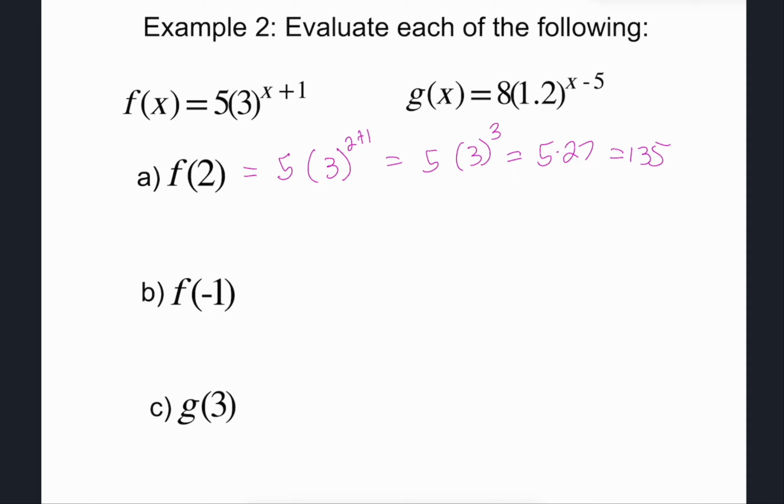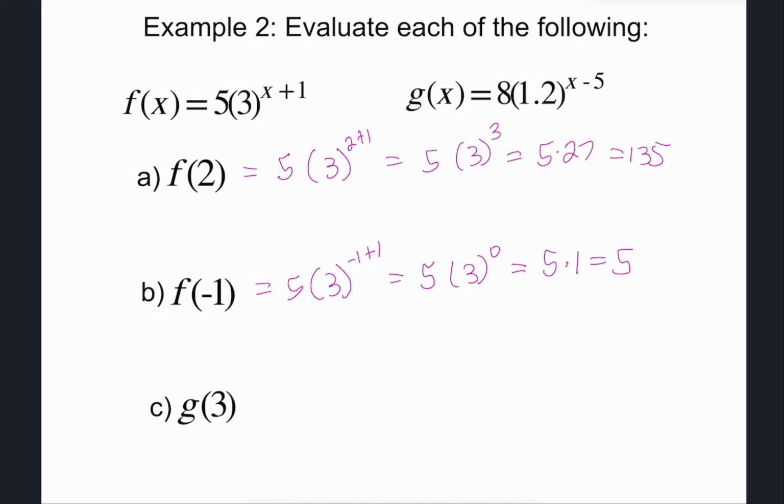Now, in B, when we plug -1 in there, same thing. We're going to put -1 where the x is sitting. We're going to simplify the power, and then we're going to do this location first. Well, anything to the 0 power is always 1. So that's 5 times 1, or 5. So you'll notice that the 5 just multiplies by the answer of whatever that thing to the power is.